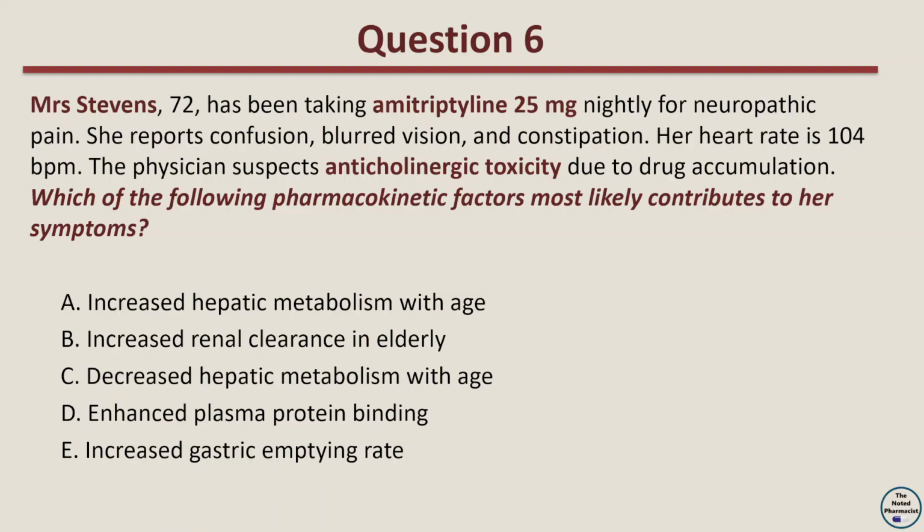Option A, increased hepatic metabolism with age. Option B, increased renal clearance in elderly. Option C, decreased hepatic metabolism with age. Option D, enhanced plasma protein binding. Option E, increased gastric emptying rate.